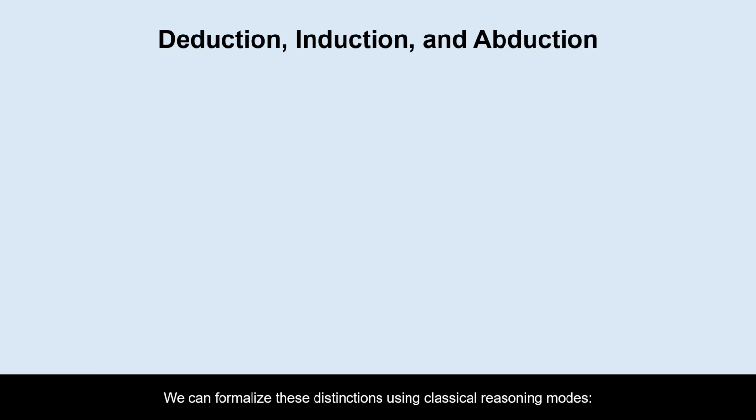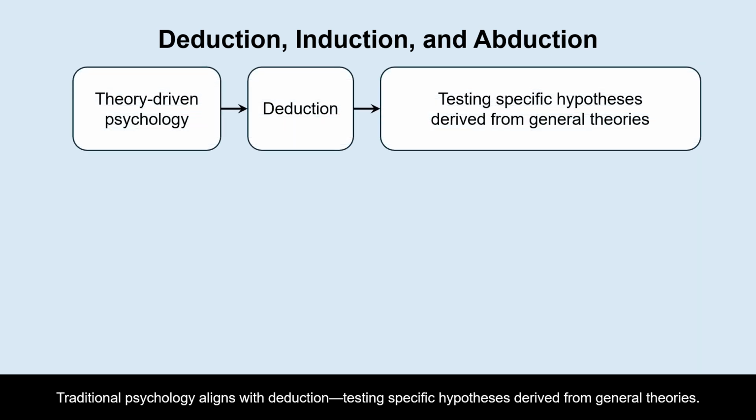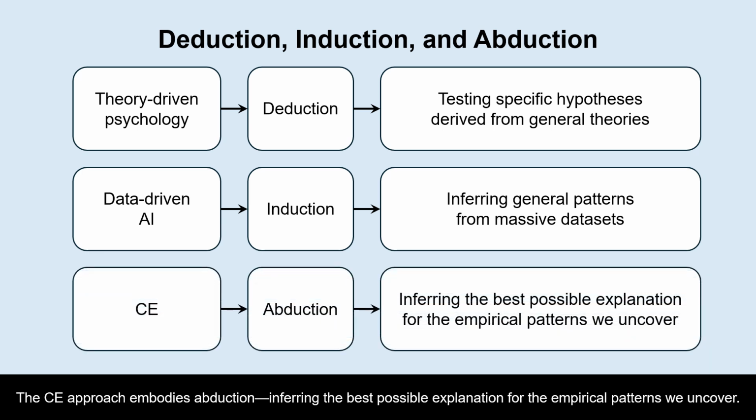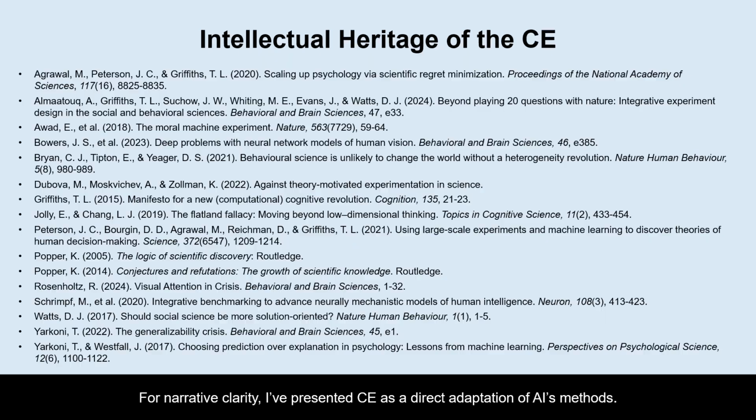We can formalize these distinctions using classical reasoning modes. Traditional psychology aligns with deduction, testing specific hypotheses derived from general theories. Data-driven AI exemplifies induction, inferring general patterns from massive datasets. The CE approach embodies abduction, inferring the best possible explanation for the empirical patterns we uncover.